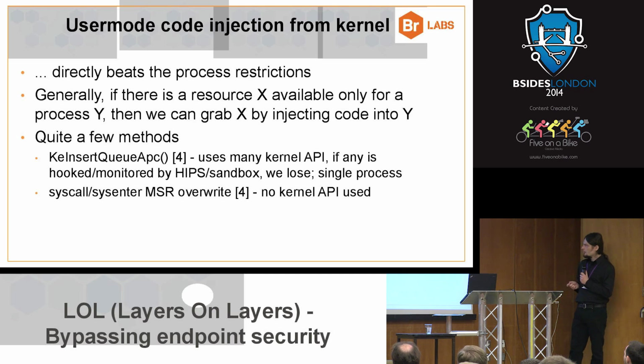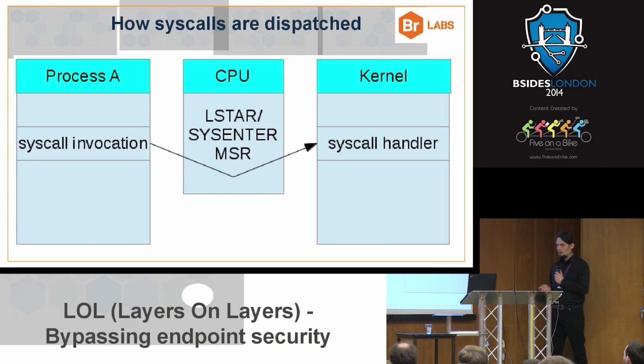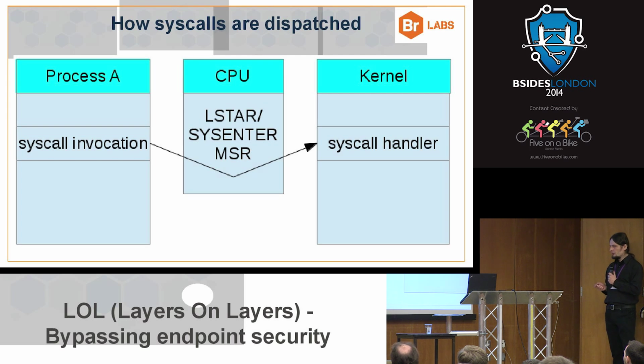And a much nicer and more elegant method is the syscall sysenter MSR override. With this method, there is no kernel API use at all. All you need to do is write to a CPU register. And again, there is no way to hook a write to a CPU register. Almost, we'll get back to that. So how it works: you attack the method by which system calls are dispatched from user mode. Whenever a process wants a service from the kernel, it invokes a system call, and then the CPU looks at a particular CPU register where the kernel mode syscall handler is set, and it jumps to this kernel mode code.